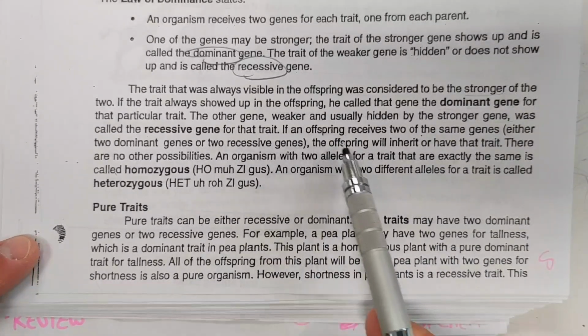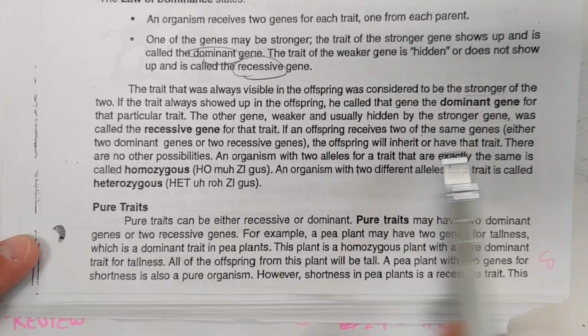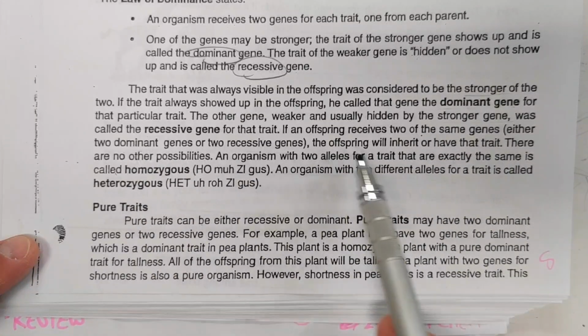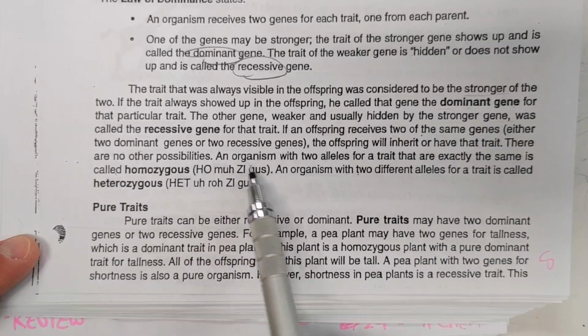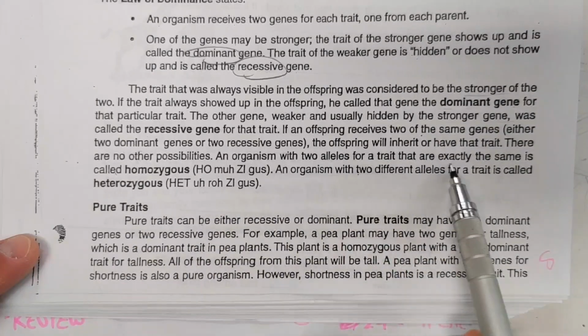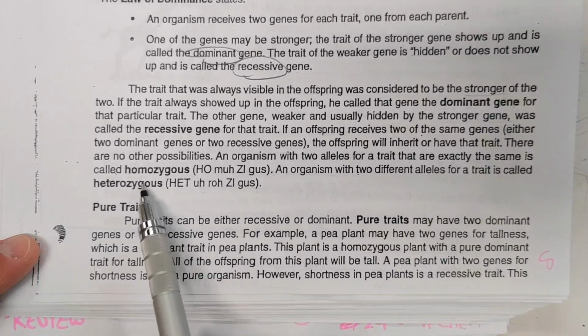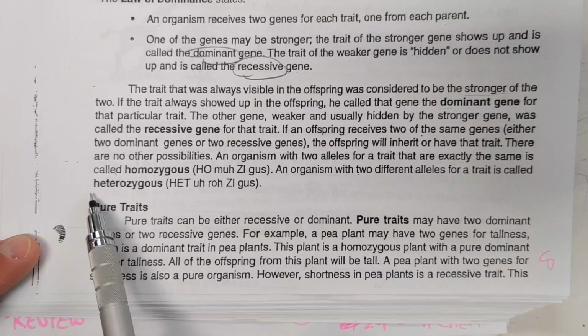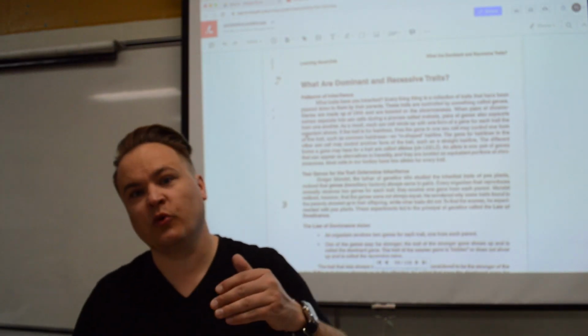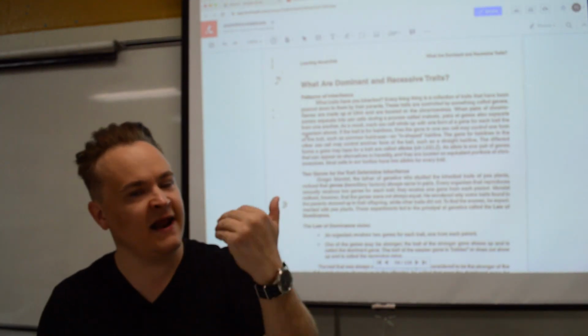So if an offspring receives two of the same genes, either two dominant or two recessive, that offspring will inherit or have that trait. There are no other possibilities. An organism with two alleles for a trait that are exactly the same is called homozygous. An organism with two different alleles for a trait is called heterozygous. And don't worry, we're going to be using these words a lot in the next few lessons.